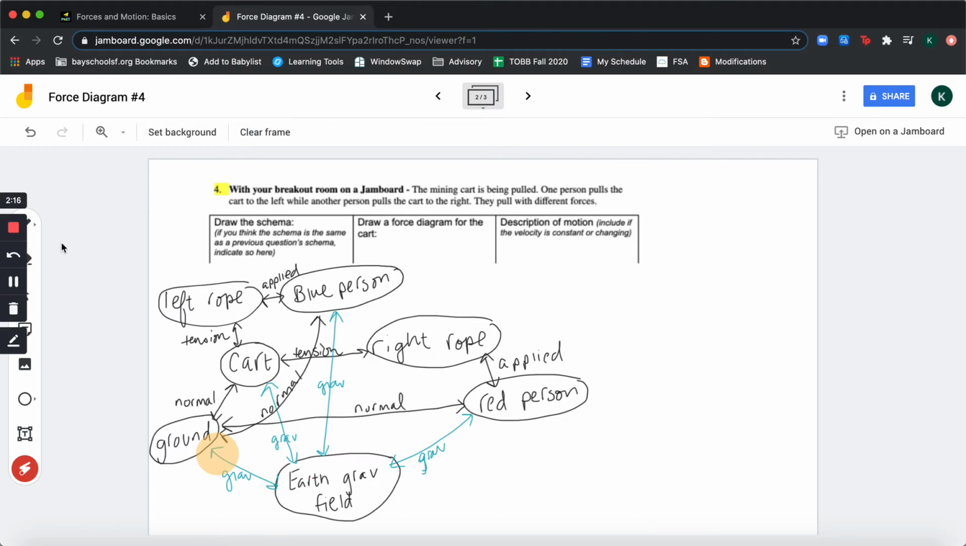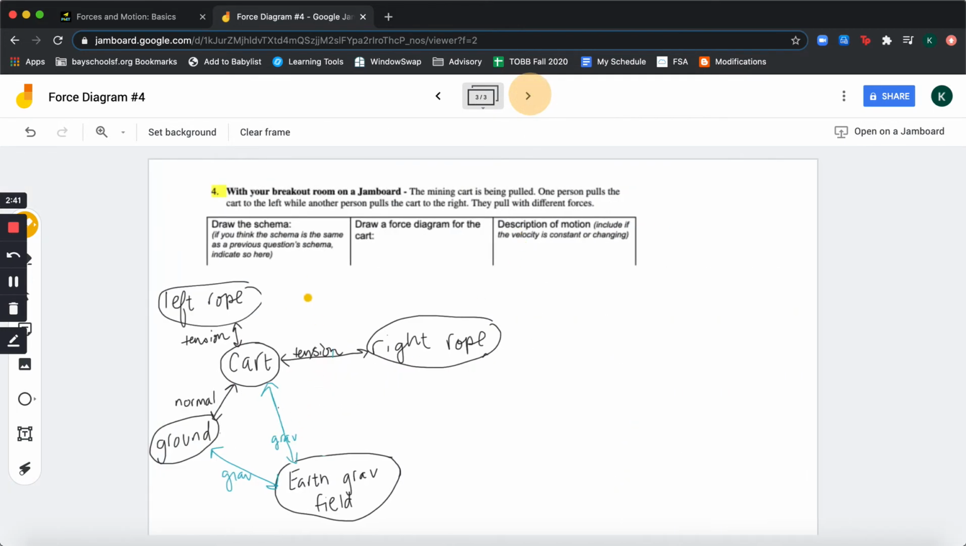So really, we want to focus on the forces that are acting on the cart. So we are going to focus in on the tension, the normal force between the cart and the ground, force of tension between the cart and the right rope, and the gravitational force between the cart and Earth's gravitational field. So we are going to simplify that and clear up some of those extra things. So this is our schema.